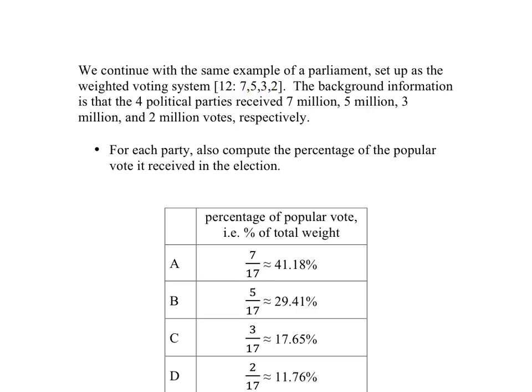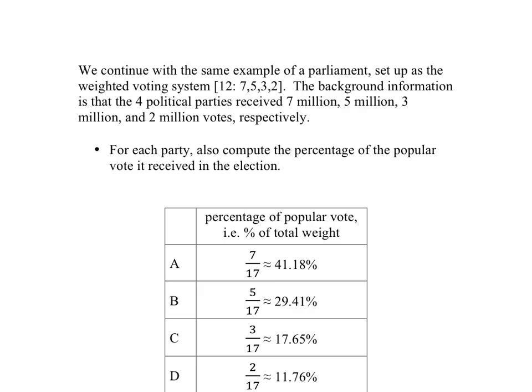For each party, compute the percentage of the popular vote that it received in the election. In other words, its percentage of total weight. Well, the total weight here is 17. The total number of votes is 17 million. Right, so A received 7/17ths of the popular vote. Okay, its weight in this weighted voting system is 7/17ths of the total weight. So A received a little over 41% of the popular vote.